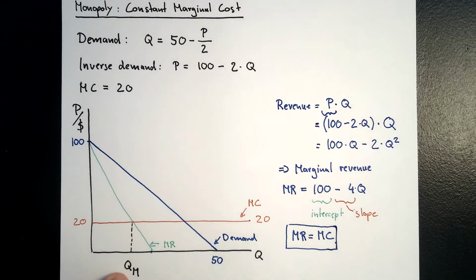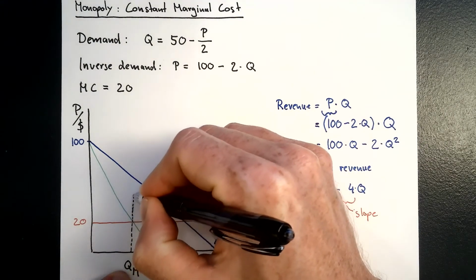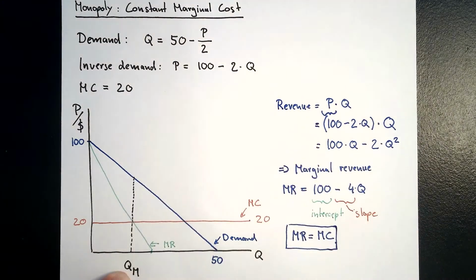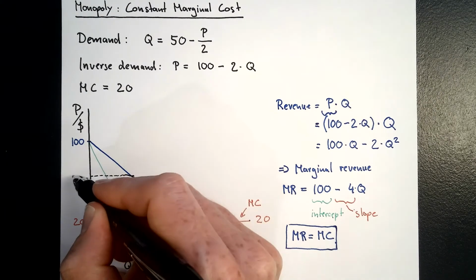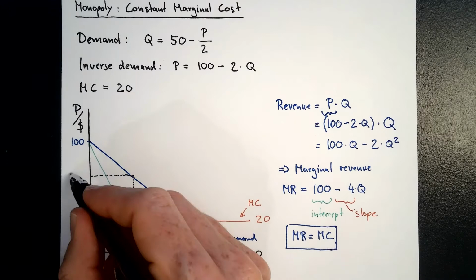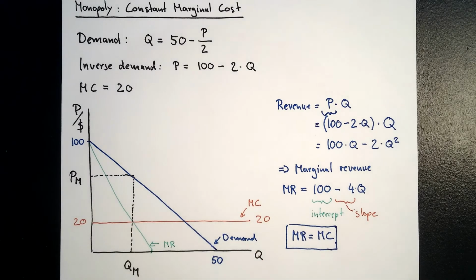Now we have this output, and in order to determine the price, we extend the line all the way up to the demand function, and hence we find the price associated with the monopolist's output decision. In this case, I call this PM.